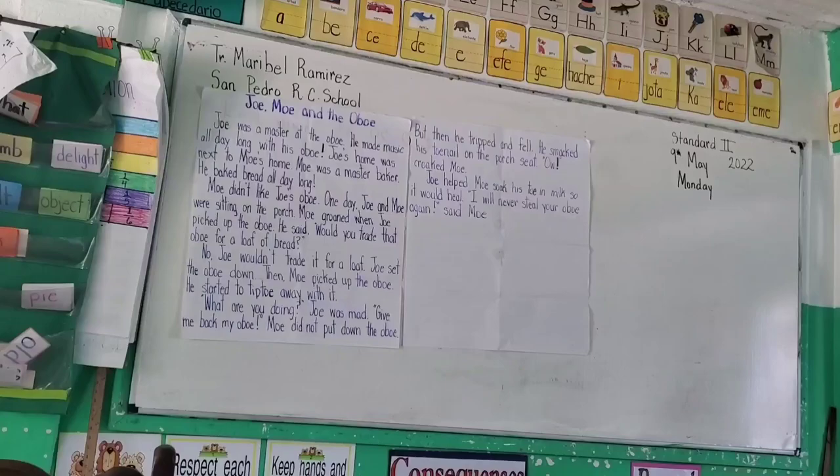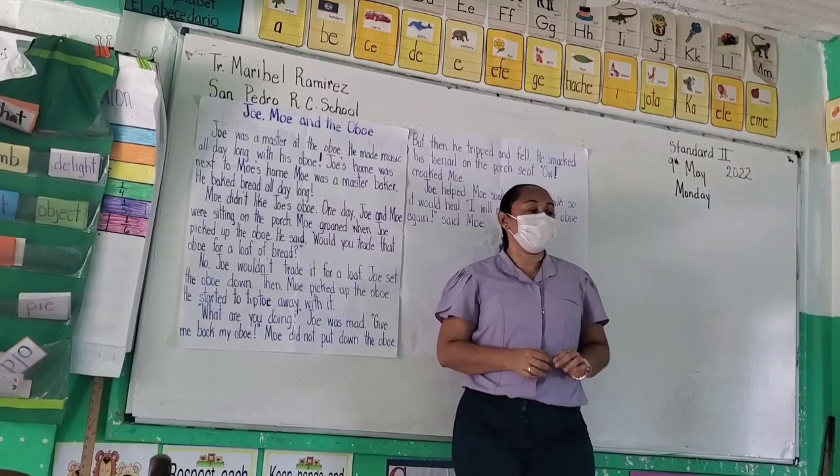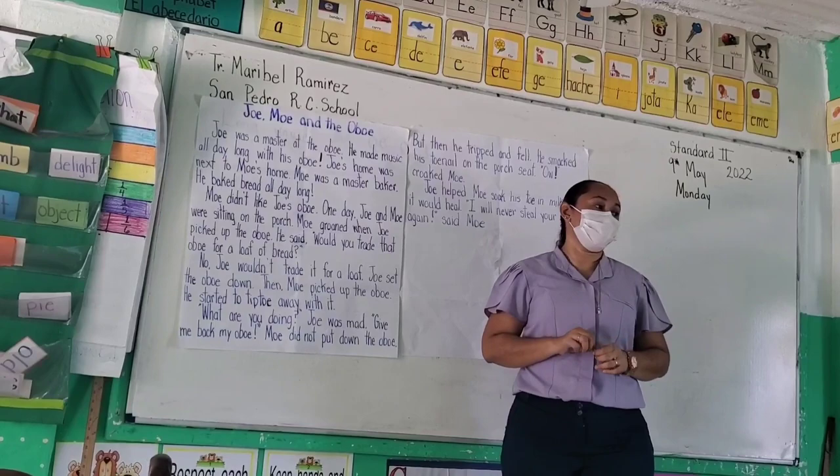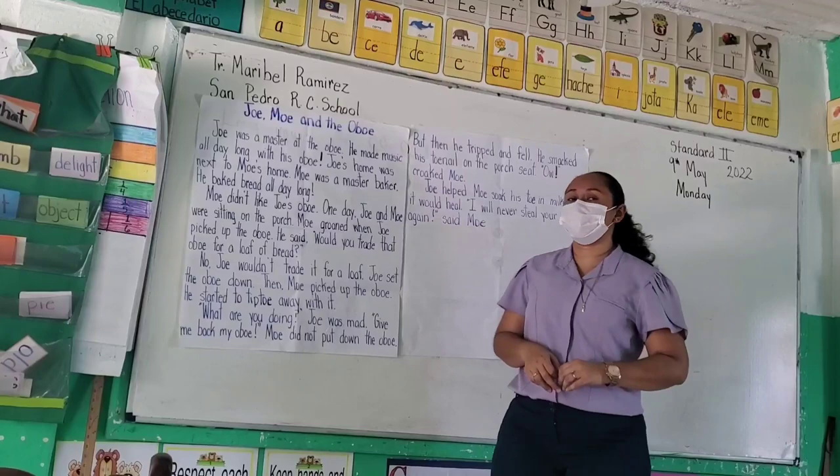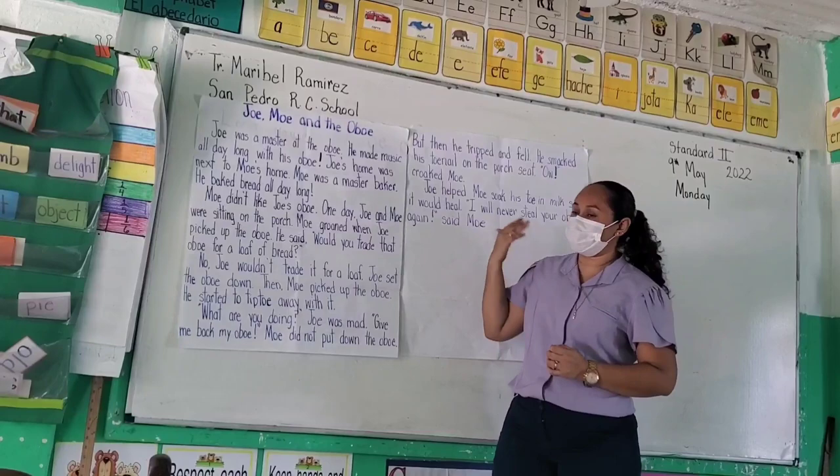Okay, so who are the main characters in this story? Yes. In a complete sentence, how do you answer, guys? The main character. Joe. Very good. The main characters are Joe and Mo. Who lives beside Joe? Very good. Mo lives beside Joe.